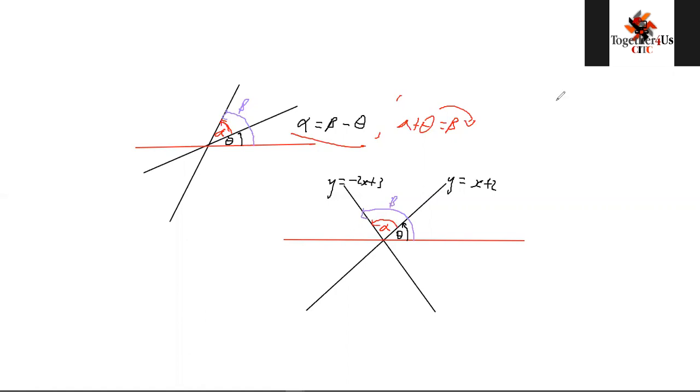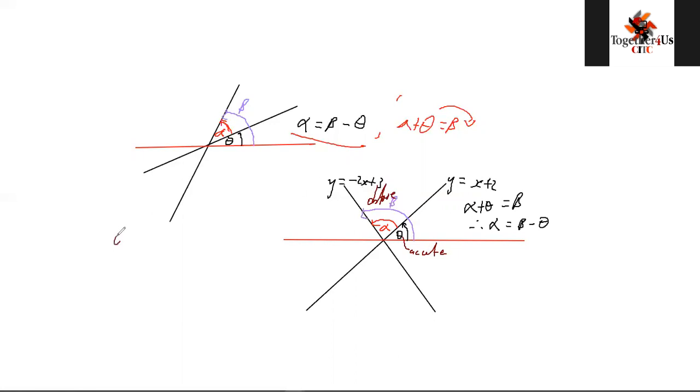We have established that alpha plus theta equals beta. And so if I'm looking for alpha, alpha is beta minus theta. Now, this is the important part. You must notice that this theta here is an acute case, and that the beta is an obtuse case.